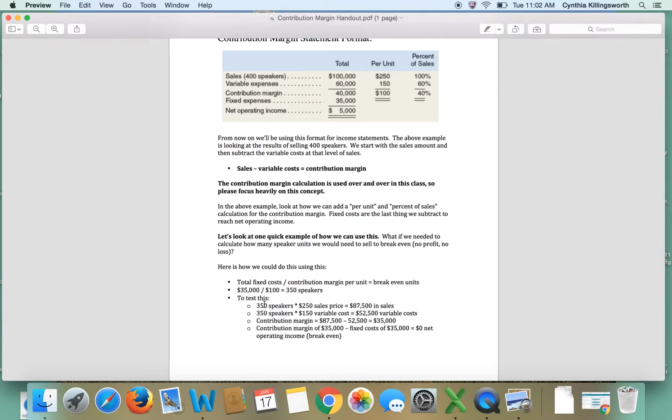Now we can test this by actually calculating this out. So 350 speakers times $250 sales price equals $87,500 in sales. Now let's look at the variable costs. 350 times 150 equals $52,500. So our contribution margin at that point would be $35,000. Our sales amount minus our variable costs, and that will just cover our fixed costs and leave us at zero net operating income, which is a break even.